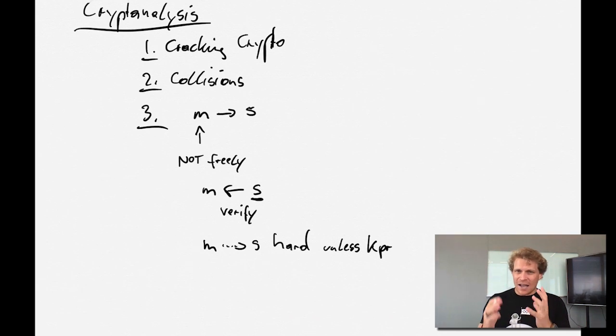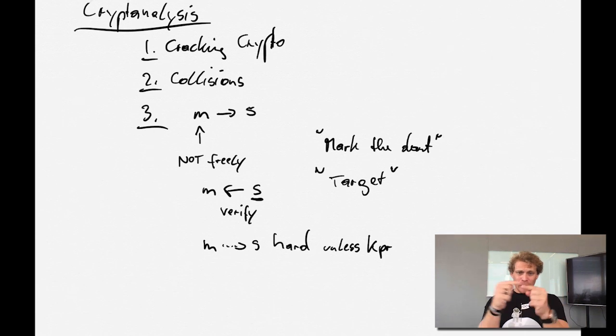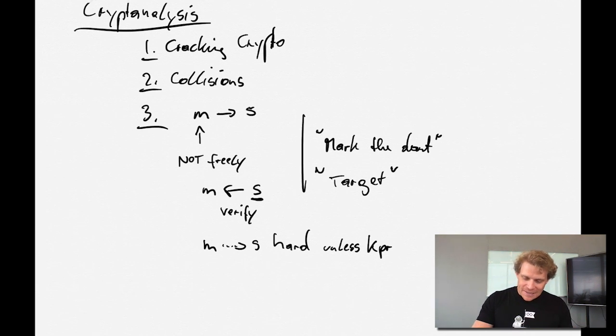So there are always a couple of things that I need to be able to do in the signature scheme. I need to mark the dart, basically where do I want to bring it? And the other thing is the target. Where am I hitting it to? And if both hit together, then I'm winning. And so this is the key. This has to be set up front.